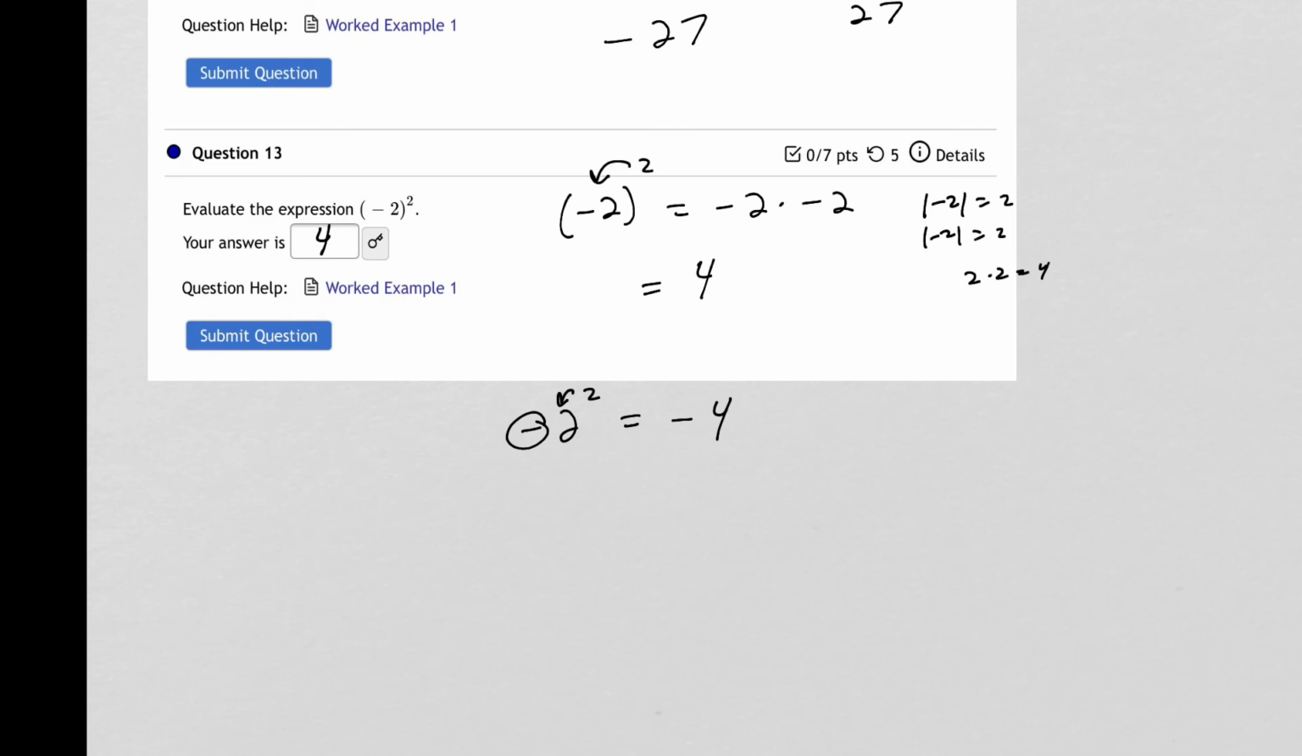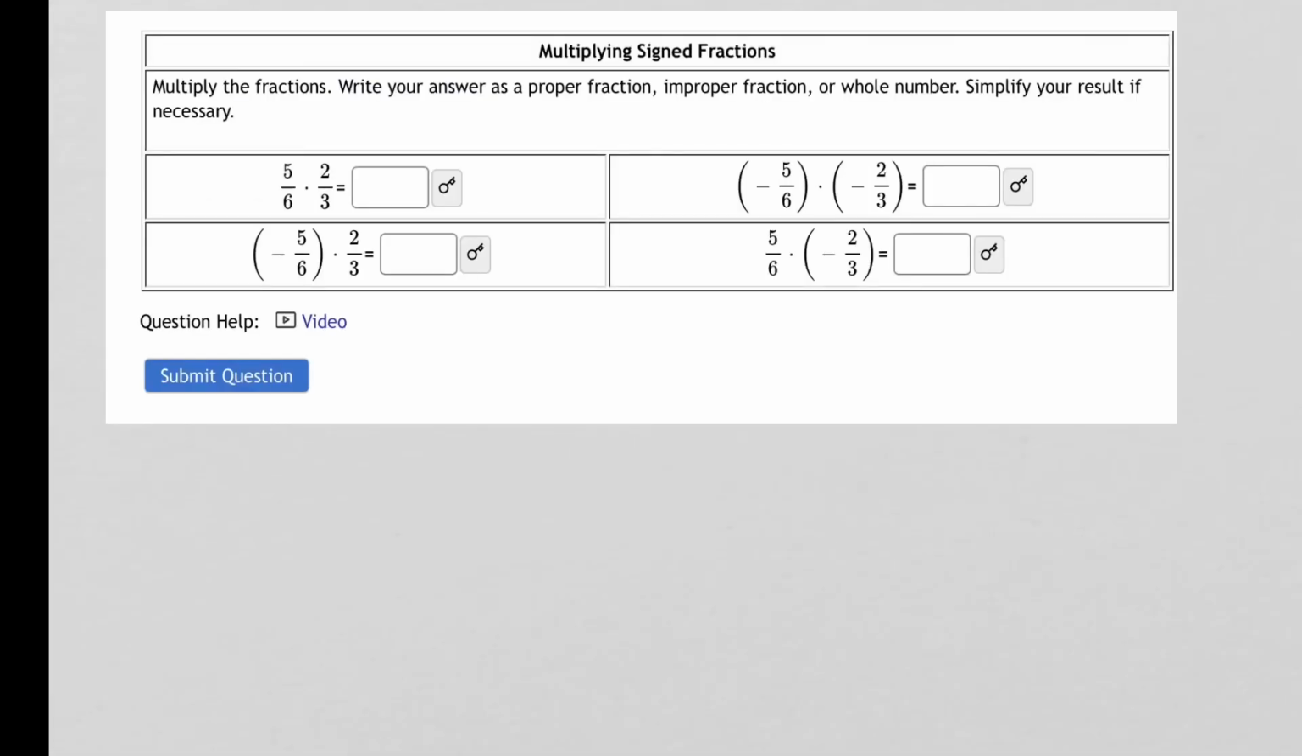Okay, let's see if we can solve all of these questions here. I'll start with the upper left. So I have positive 5/6 times positive 2/3. So I know my result is going to be positive, right? I can simplify a little bit. So 2 goes into 2 once, 2 goes into 6 3 times. So 5 times 1 is 5, 3 times 3 is 9. So this is going to be positive 5/9.